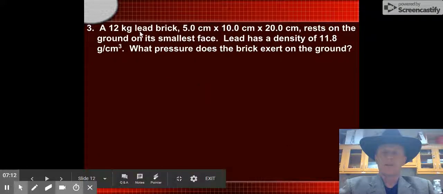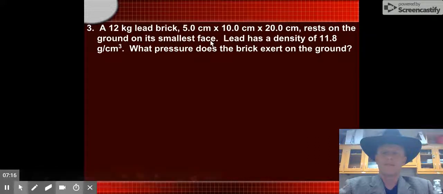All right, here's another problem. You got a lead brick laying on its smallest face. It has a density given. What pressure does the brick exert on the ground? So what pressure? We're looking for P again. We need the weight of the brick. Oh, that's just 12 times 9.8.